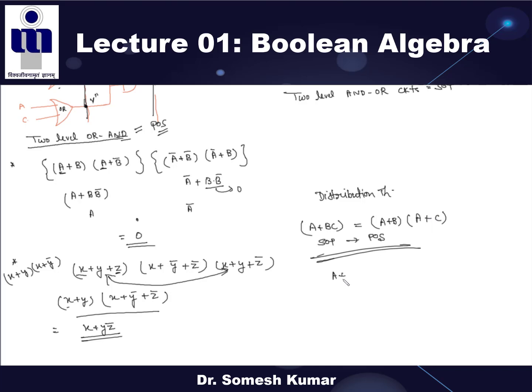For example, a plus a bar b bar, what is the output of this? Using the distribution theorem, we can directly write a plus a bar into a plus b bar, and then what is a plus a bar? A plus a bar is 1, right? So the answer is a plus b bar, right? Clear? So similarly, we can solve this type of problem, right? This is all about today's lecture.